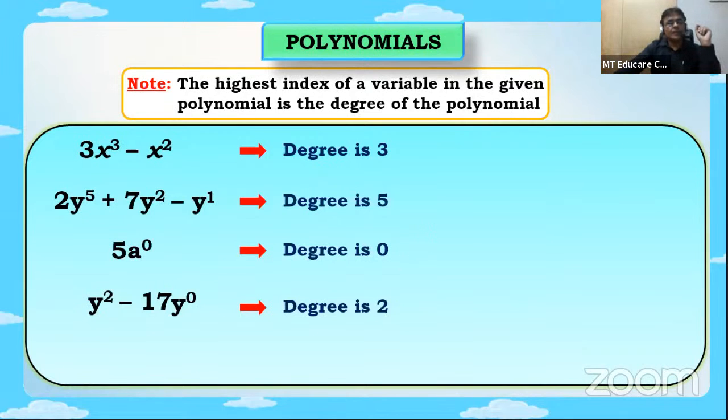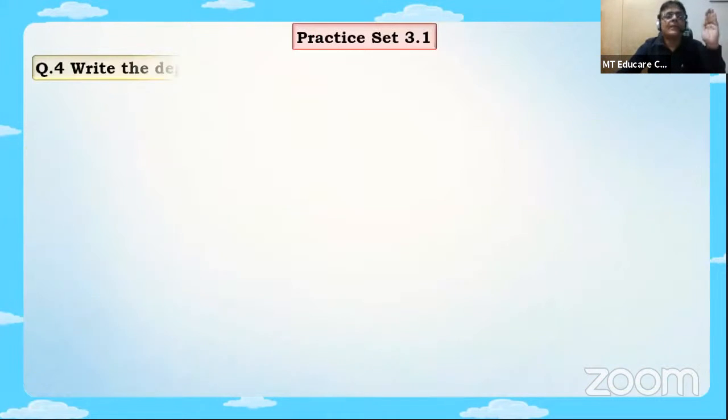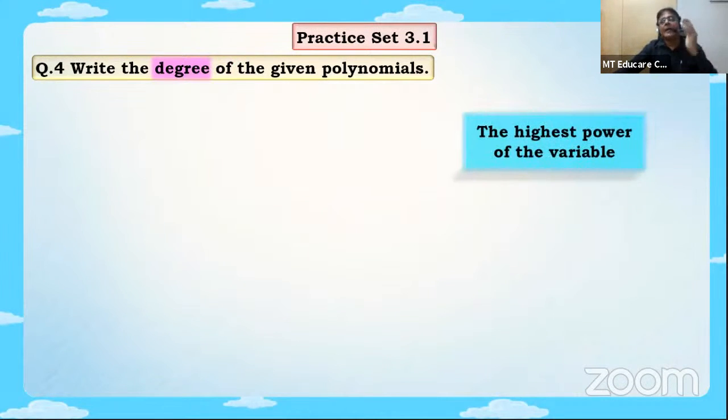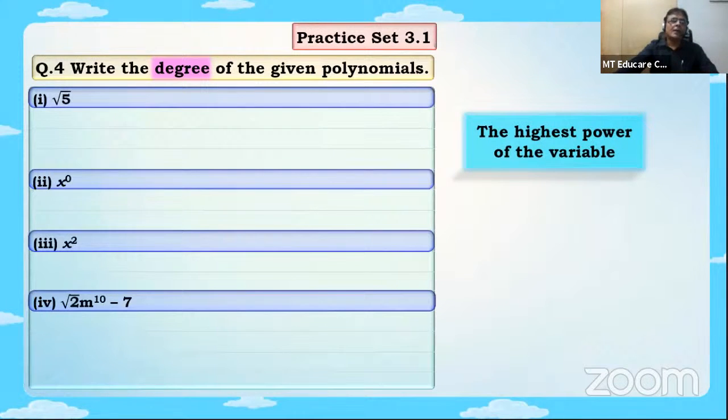Okay, clear till here. Now they will give you the polynomials. We have to check the degree. What is the degree? The highest power of a given polynomial. Now we don't have to check whether it is a polynomial. It is already a polynomial. We only have to find its degree. Sir, what is degree? The highest power of the variable. Okay, again, first one I will do, second one you will do. Okay? Root 5.